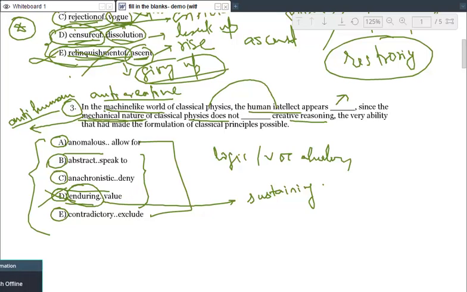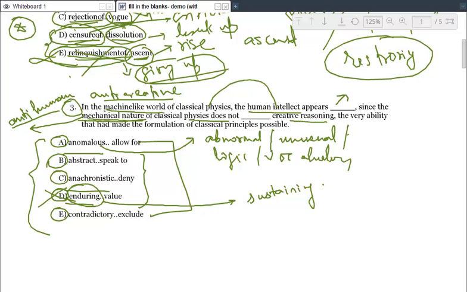Yes, so D has gone out. Correct? D has gone out because "enduring" cannot come in the first blank. Now look at this. What is anomalous, by the way? Anomalous basically means abnormal, right? Unusual, correct? Abnormal, unusual, confusing. So this can be the right choice.